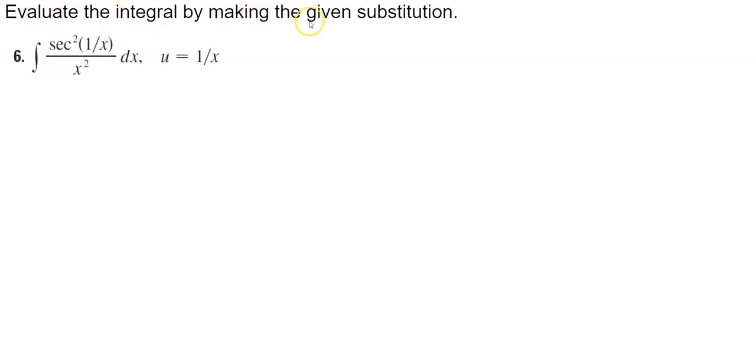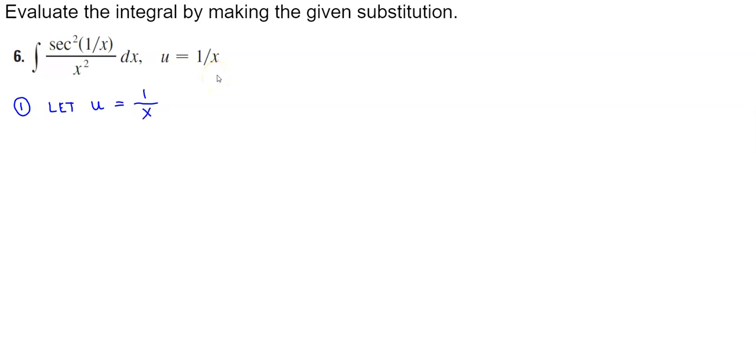Evaluate the integral by making the given substitution. So here we have the integral of secant squared of 1 over x divided by x squared dx, where we're given the fact that the substitution u is equal to 1 over x. So let's go ahead and write that. We're going to let u equal 1 over x.